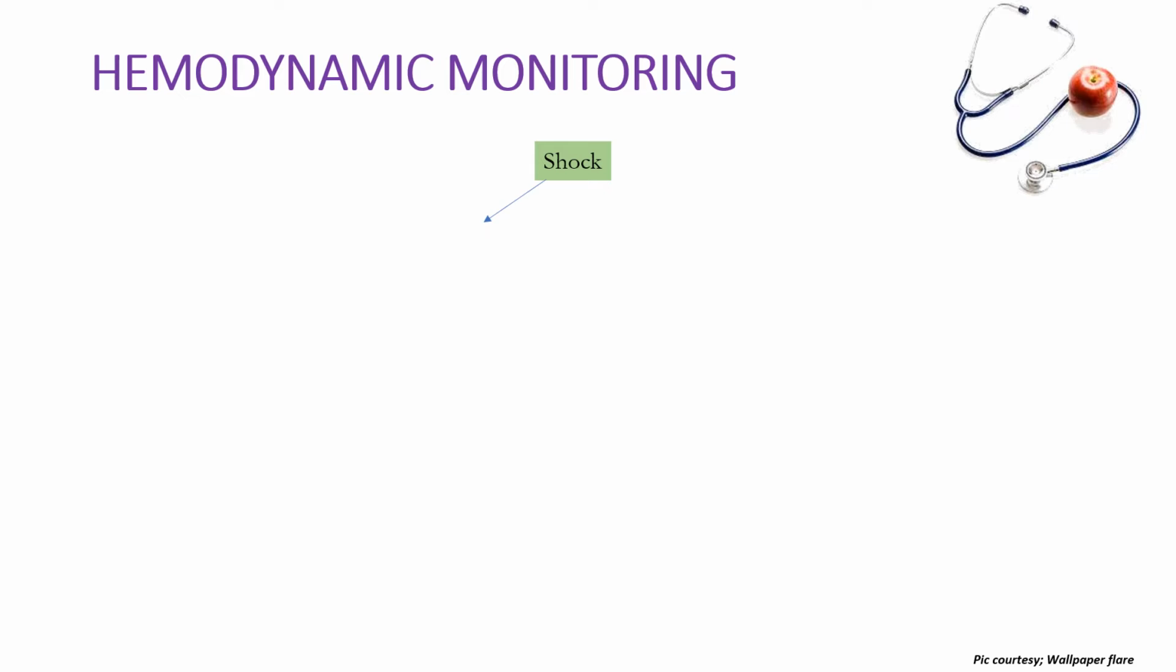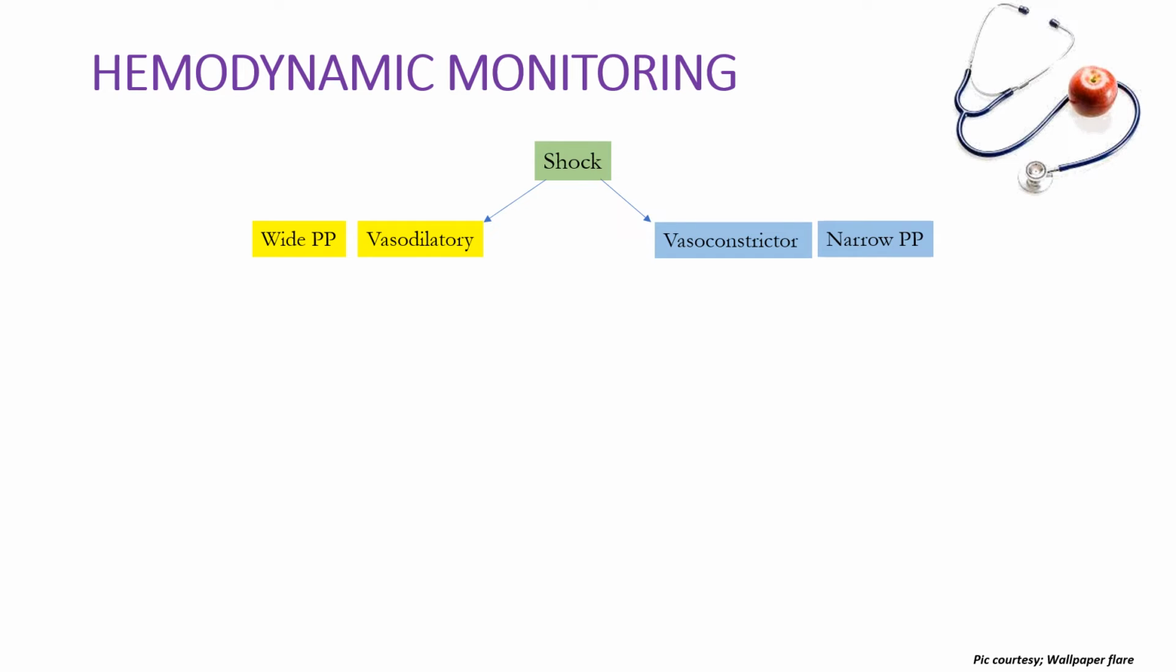So basically, shock can be wide pulse pressure shock or vasodilatory shock, or narrow pulse pressure shock or vasoconstrictor shock. I would again like to remind you the concept. Blood pressure is determined by cardiac output times systemic vascular resistance. Cardiac output is basically the determinant of systolic blood pressure, and systemic vascular resistance basically determines the diastolic blood pressure. In simple terms, it is not as simple as I am explaining, but more or less of the same type. When cardiac output decreases, systolic blood pressure decreases, and when systemic vascular resistance decreases, diastolic blood pressure decreases.